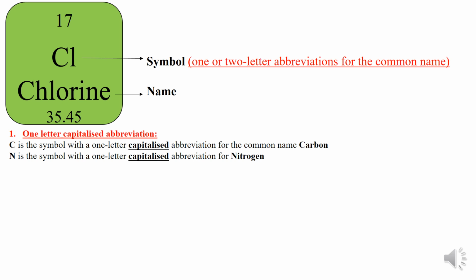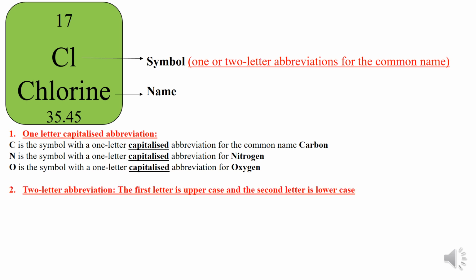N is the symbol with a 1 letter capitalized abbreviation for nitrogen. O is the symbol with a 1 letter capitalized abbreviation for oxygen. And some of the examples for elements with 2 letter abbreviation.